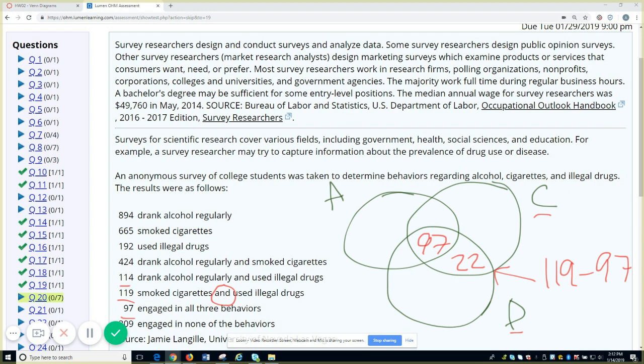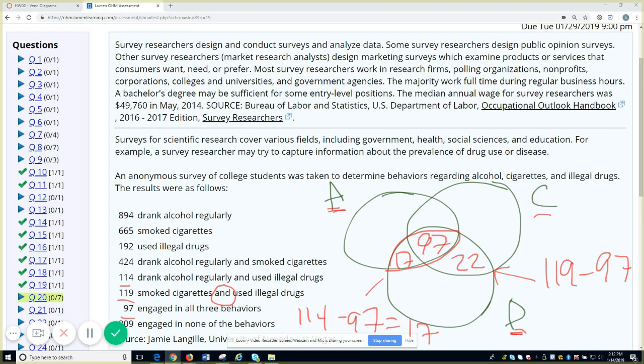So the next number is 114 that drank alcohol and used drugs. So where do those two circles overlap? They overlap right here. That total is 114. So to know how many people just drank alcohol and did drugs, we would take 114, subtract 97, and get 17 right here.